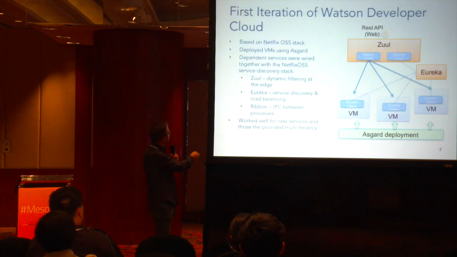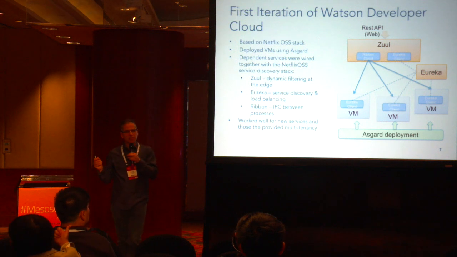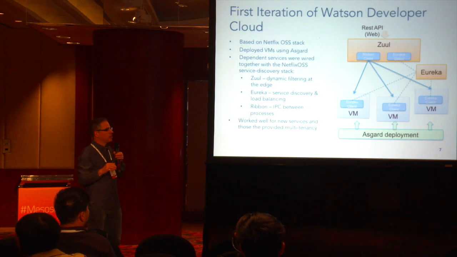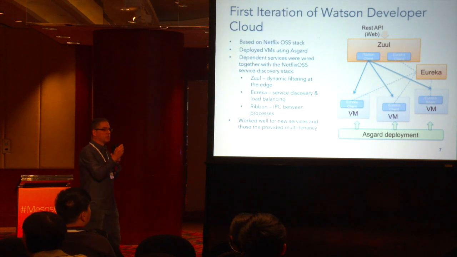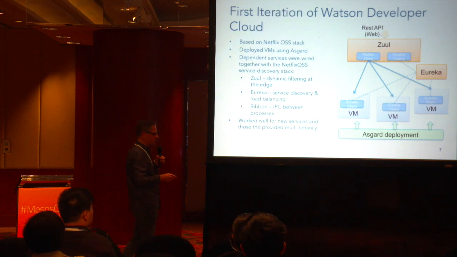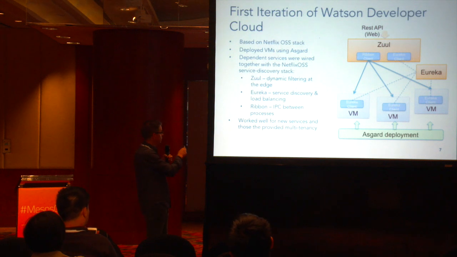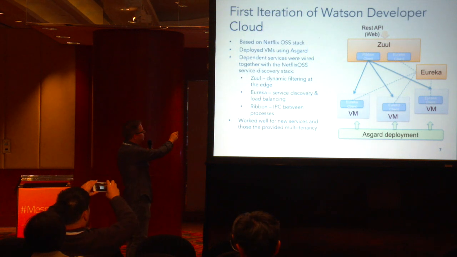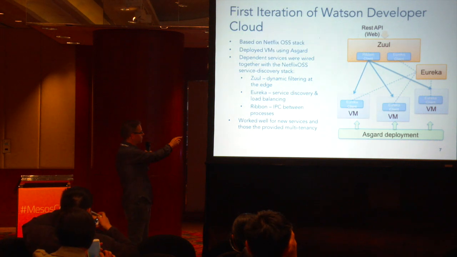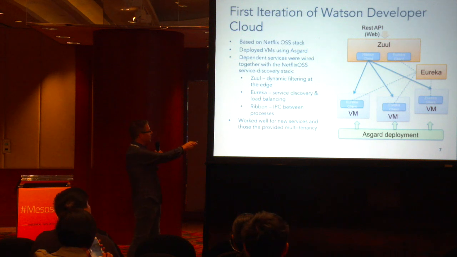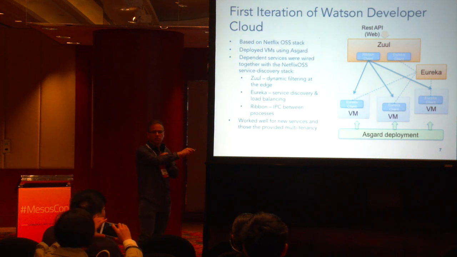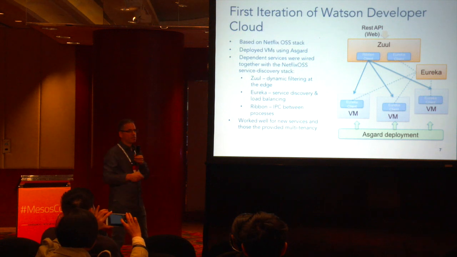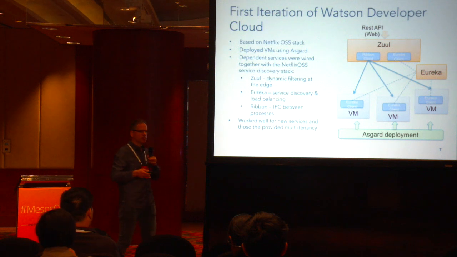And okay, so now diving into this a little bit. What does the Watson Developer Cloud look like, or at least the first iteration? So this is basically going back 2 years. What we started with is we took the Netflix OSS stack, right? So we have Zuul for filtering, and we have Eureka for service discovery running on VMs, right? Using Asgard to deploy them. This actually worked relatively well for most of the services, so we were able to manage this. And this was really during when most of these services were running in beta.